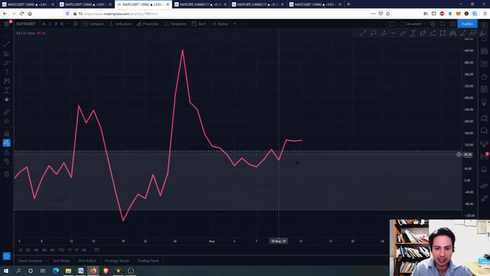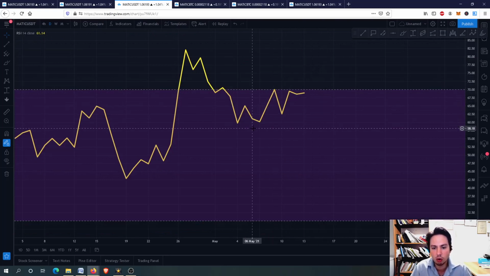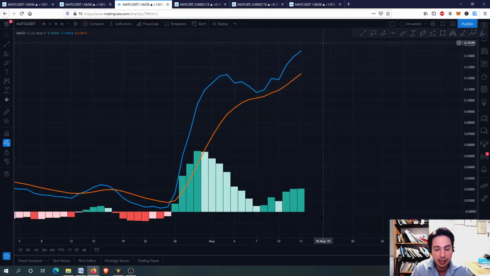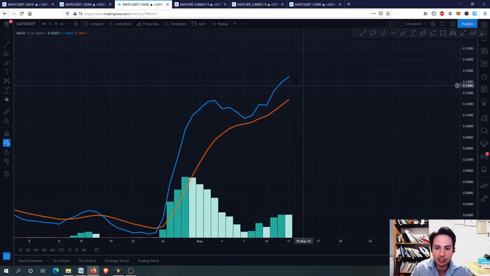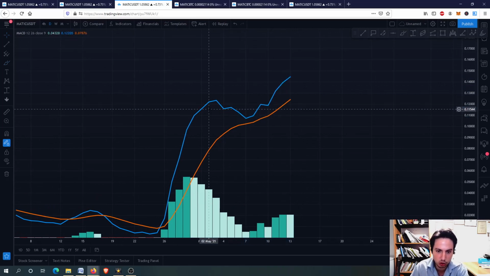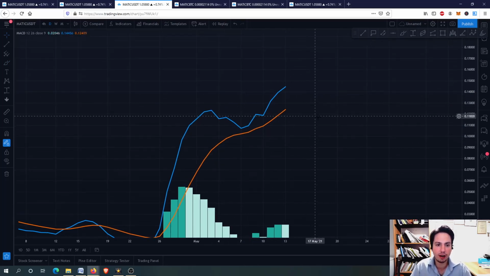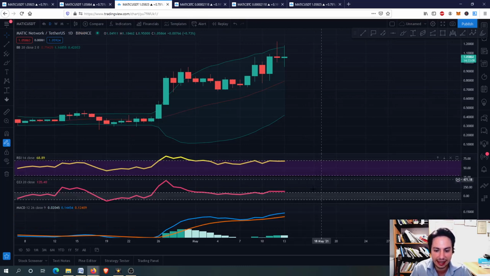For the commodity channel index, you can see here we are above the 100 for the daily frame. For the RSI, we are near the 70. We weren't above, so we actually have much room to grow. If we keep some support levels, we have some room to grow for the daily frame, and the MACD in the daily frame is looking absolutely good because we didn't see this bearish cross, we saw it going up. As long as we didn't see this bearish cross, we are looking very good for MATIC in the daily frame.